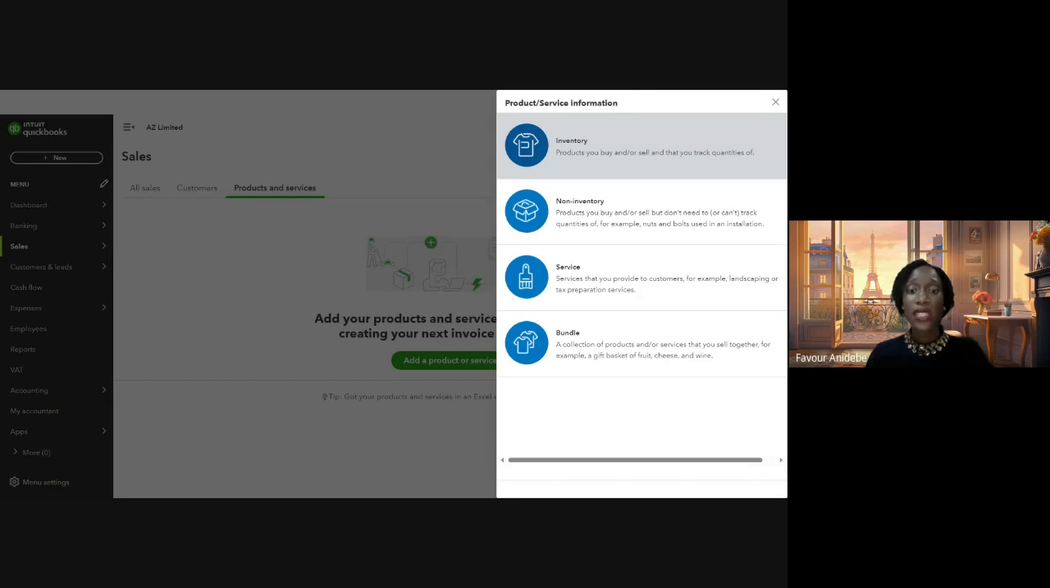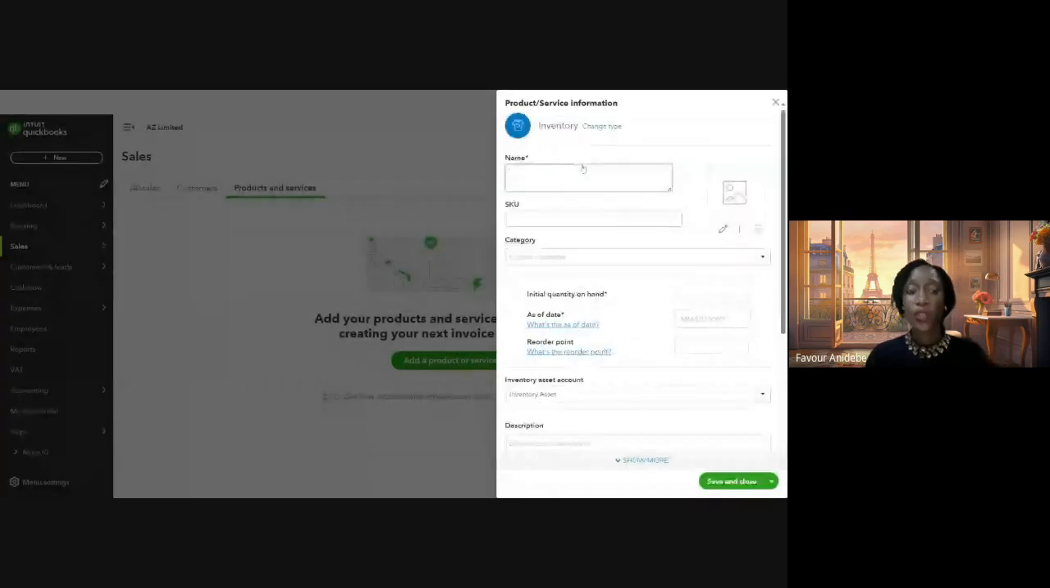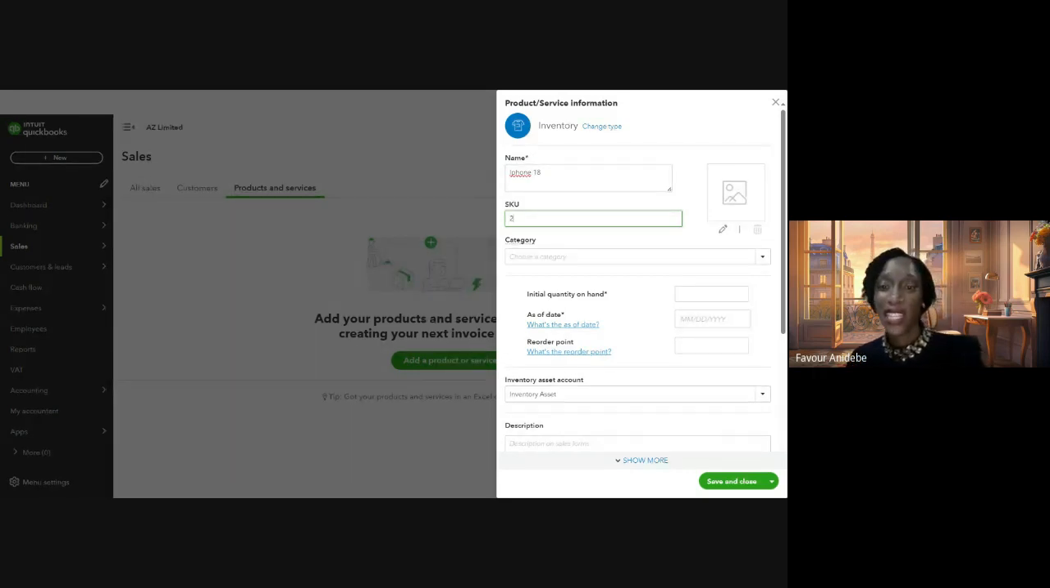So let's say AZ Limited wants to buy a product to sell, or manufacture a product to sell. You can just come here, select inventory, and put in the name. So let's say this is iPhone 18. I know there's no iPhone 18. Stock keeping units are like, sometimes when you go to the supermarket, there is a code like this that they attach to items. So for people that have stock keeping units, you can just put in the number. If it's something you want to categorize, you can just put in the category.